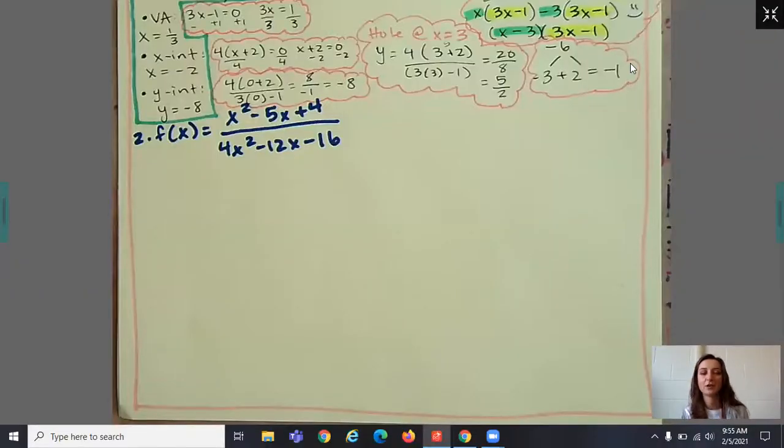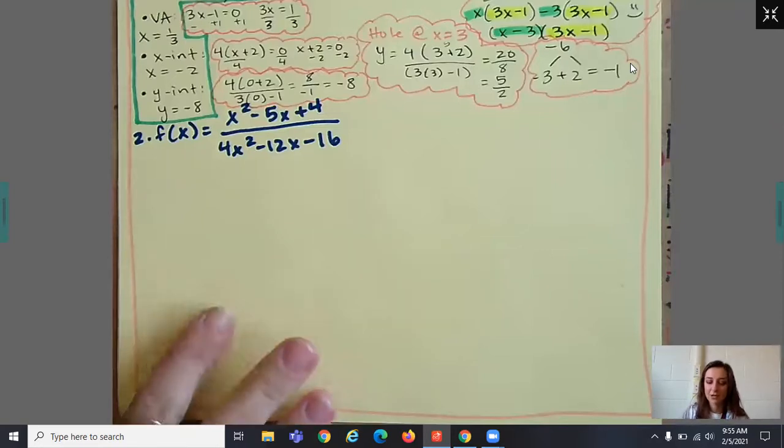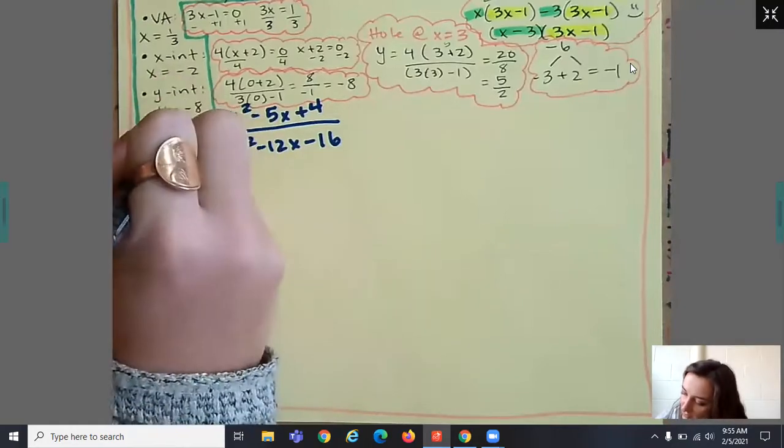Hello everyone, in this video we're just going to be working out the second example of features of rational functions, and we are figuring out the entirety of the features of the rational functions. Well, not in behavior, but anyway, so let's get started. We're going to start out with the horizontal asymptote.